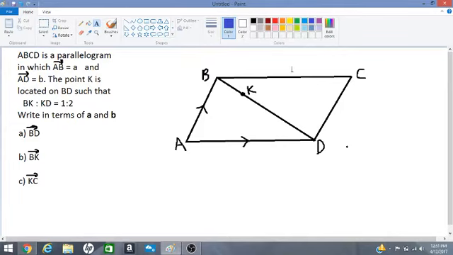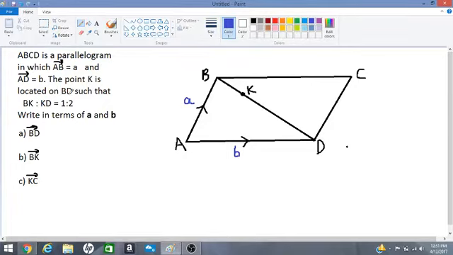Hello, we are doing some work with vectors, and this time we'll be using letters to represent vectors instead of column matrices. So we have a parallelogram, and vector AB is equal to little a, so we want to write that in. Vector AB is little a, and vector AD is little b, so we will write that in. So from A to D is little b.